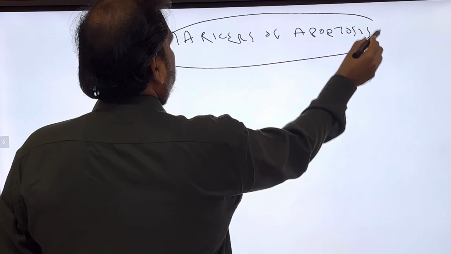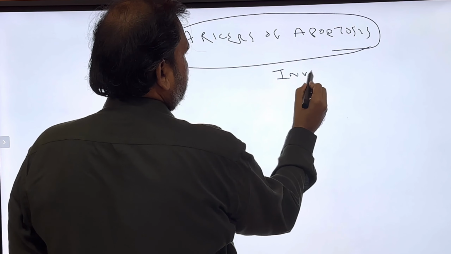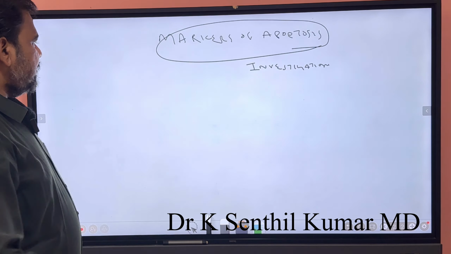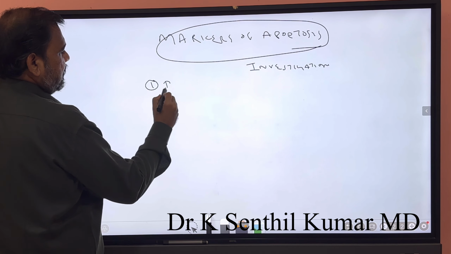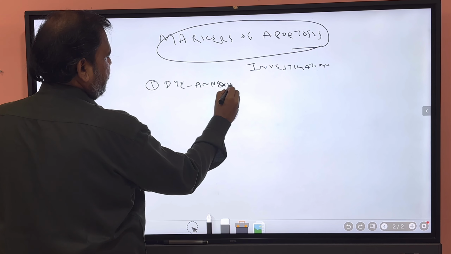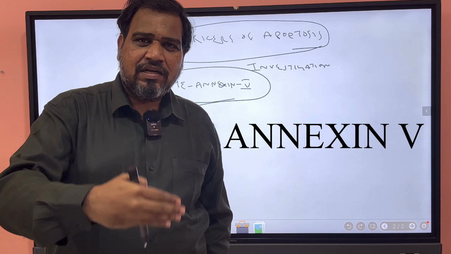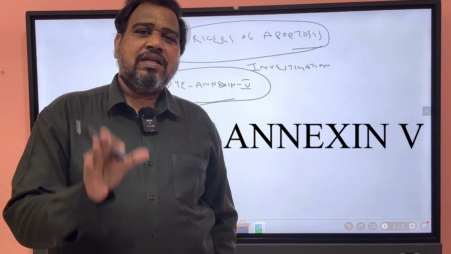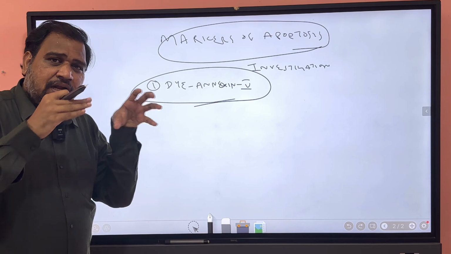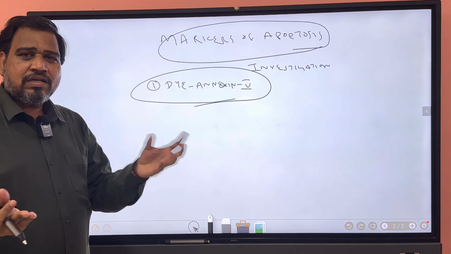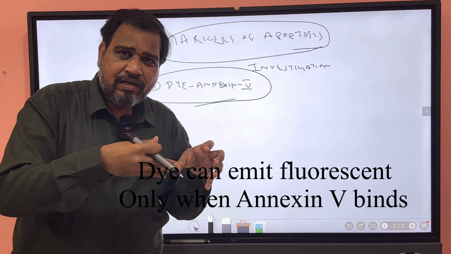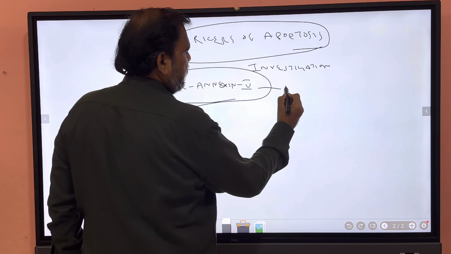Now let us go for markers of apoptosis, or investigations to find out whether the cell has undergone apoptosis. First thing I want to mention is a dye, which is going to detect annexin 5. If that cell emits fluorescence, it means the cell has undergone apoptosis. Please note it down. I will inject the dye into the cell, and if that cell emits fluorescence, that means the cell is able to bind with annexin 5. Only if annexin 5 is bound, fluorescence will be emitted.